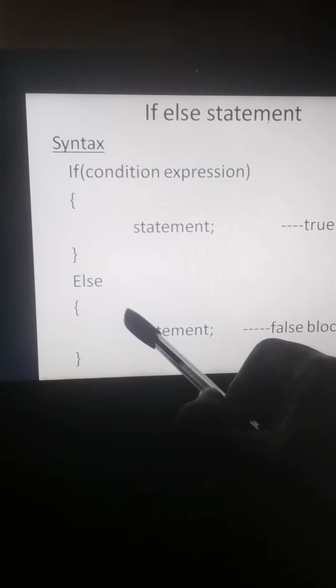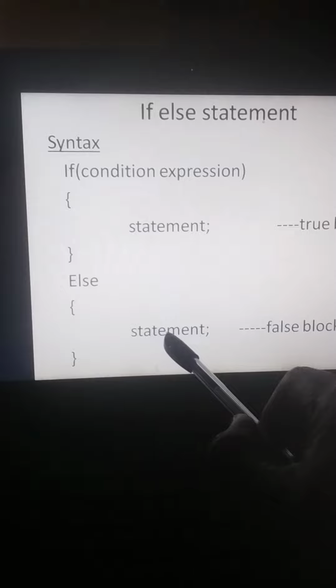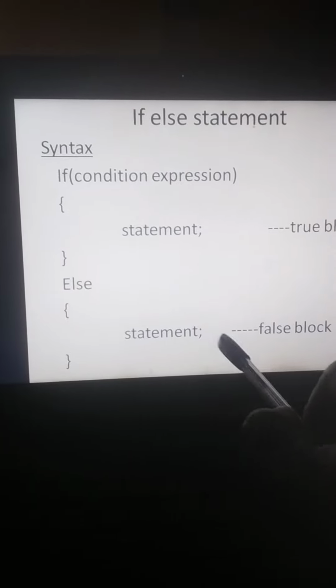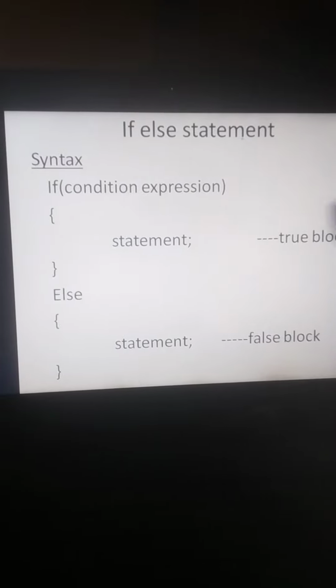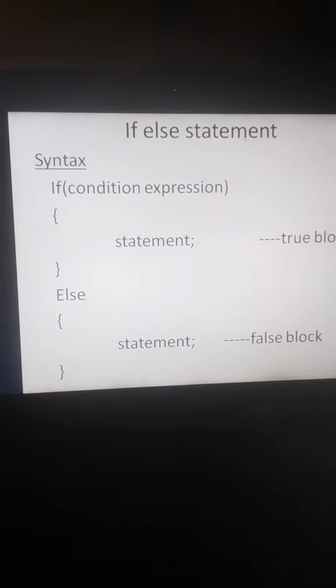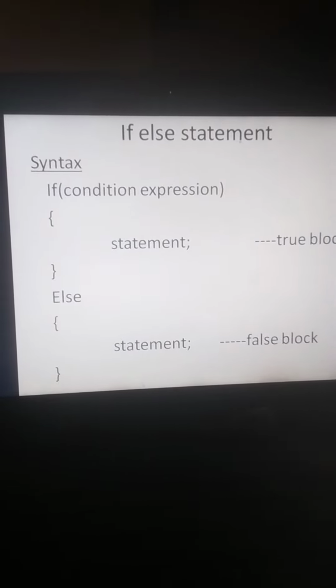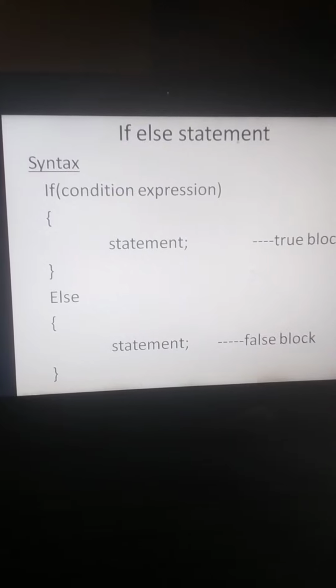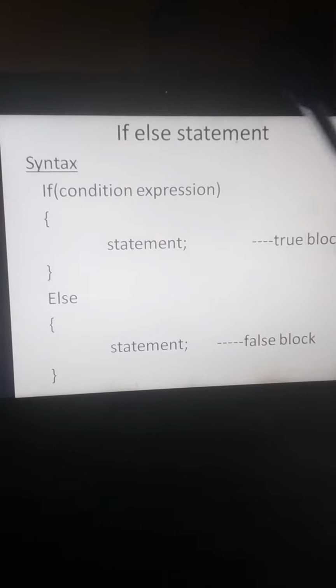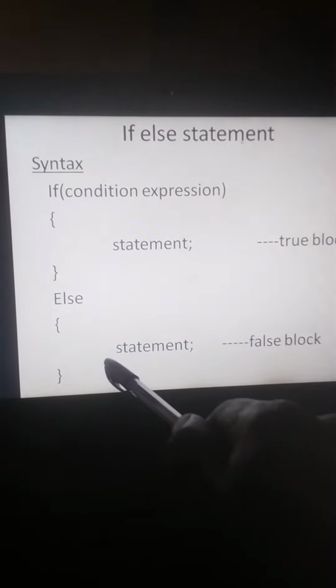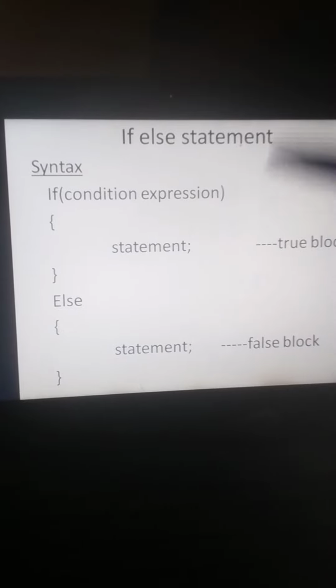Now the condition is what? Large equals B, that is the false block. Okay, so that is the simple if else statement. It has two blocks, one is the true block and the second one is the false block. Whenever the condition is true, the true block is going to be executed. Whenever the condition is false, the false block is going to be executed.